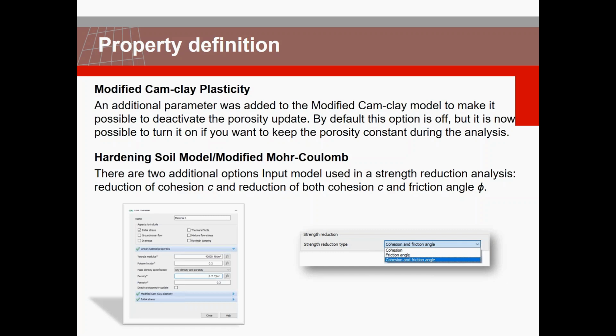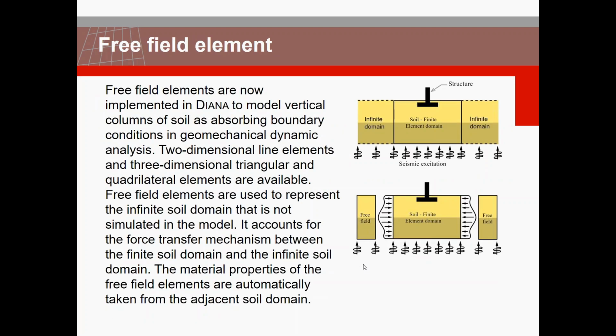You can use this material in conjunction with the strength reduction method, not only with the reduction of cohesion and friction angle, but also with the combination of the cohesion and friction angle. So there are 3 scenarios that can be introduced into the model for performing strength reduction analysis.